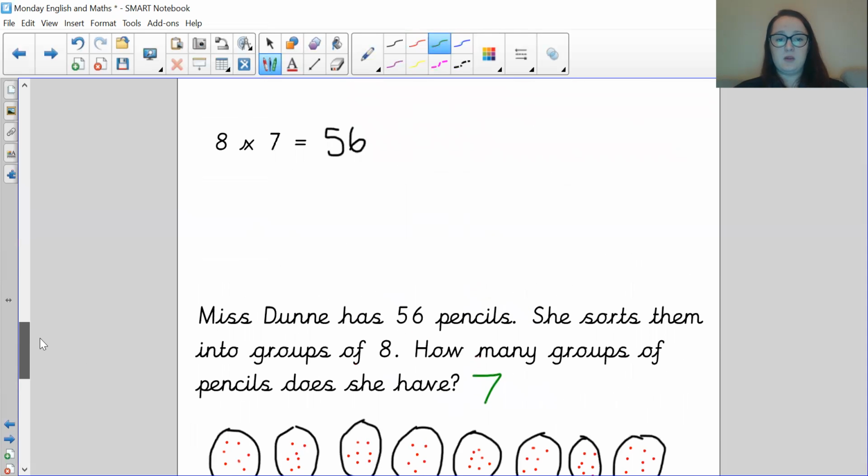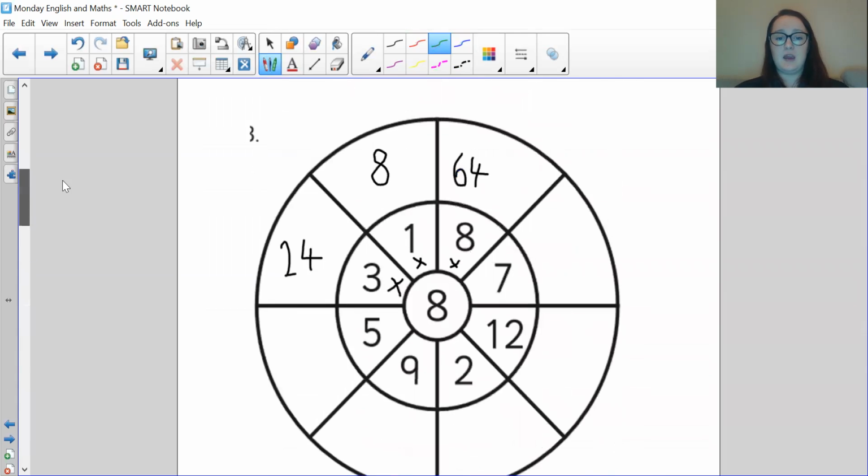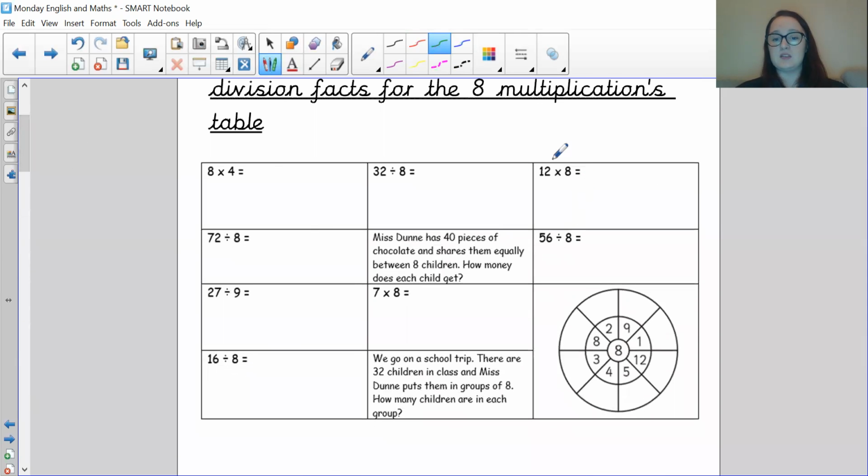So now, if we look at the questions that I've set you for today, we have looked at some times table ones, some multiplication, we've looked at some division, we've looked at some multiplication wheels, and we've even looked at some word problems. So try your hardest, year 3.